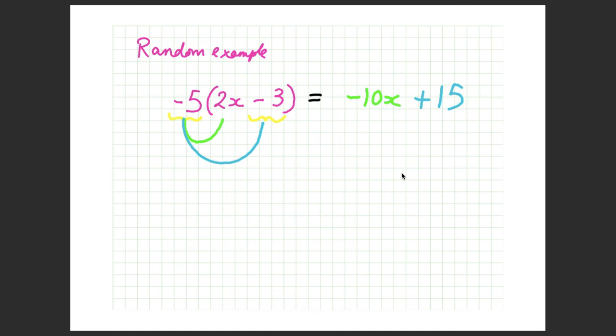Another random example that I did, not from the book, minus 5 times brackets 2x minus 3. So minus 5 times 2x gives you minus 10x. 5 times 2 would give you 10. Minus 5 times 2 would give you minus 10. But we're doing minus 5 times 2x, giving you minus 10x. And then minus 5 times minus 3 gives you plus 15. So do go through those carefully, jot them down in your books neatly before moving on.